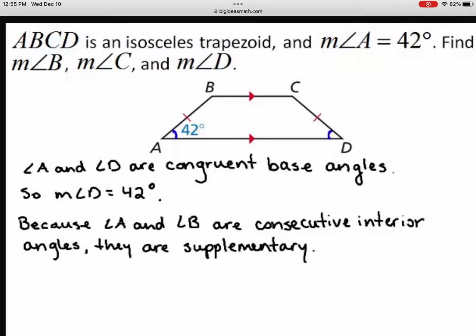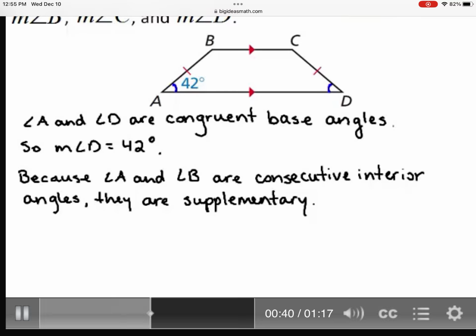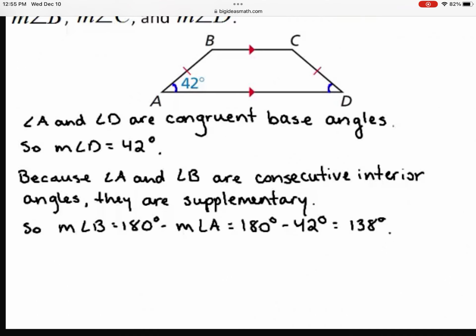Because angle A and angle B are consecutive interior angles, they are supplementary. Looking at the diagram, you know that angle A and angle B are consecutive interior angles because they both lie inside the parallel lines and to the left of the transversal. So the measure of angle B equals 180 degrees minus the measure of angle A, which equals 180 degrees minus 42 degrees, which equals 138 degrees.